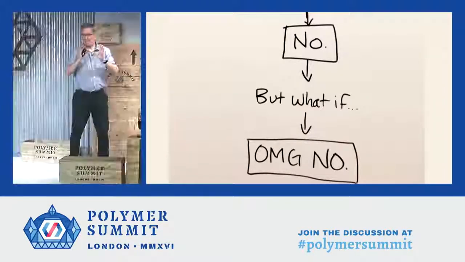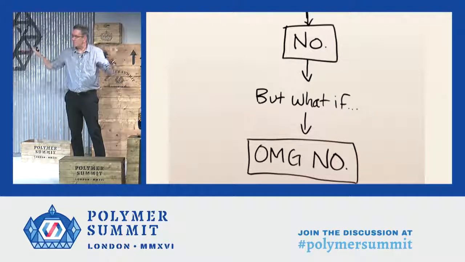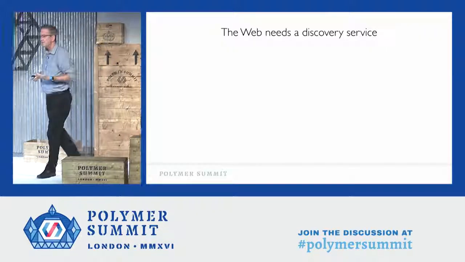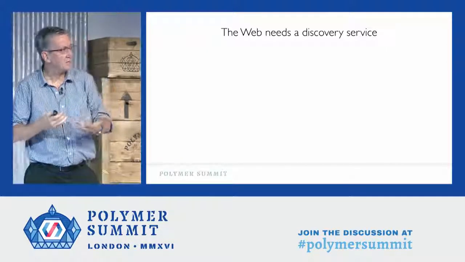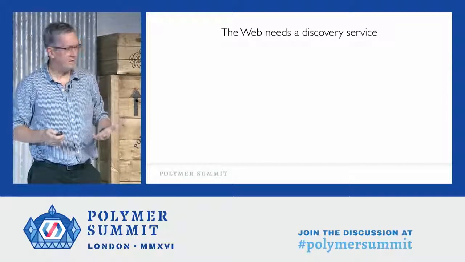So QR codes are a fine idea. They just are very, very limited in what they can do. And in places like this, with large spaces, being able to play with stuff, we need something else. And so the whole idea of the physical web is that the web needs a discovery service, and not something bolted onto the side, something that's like the web itself.